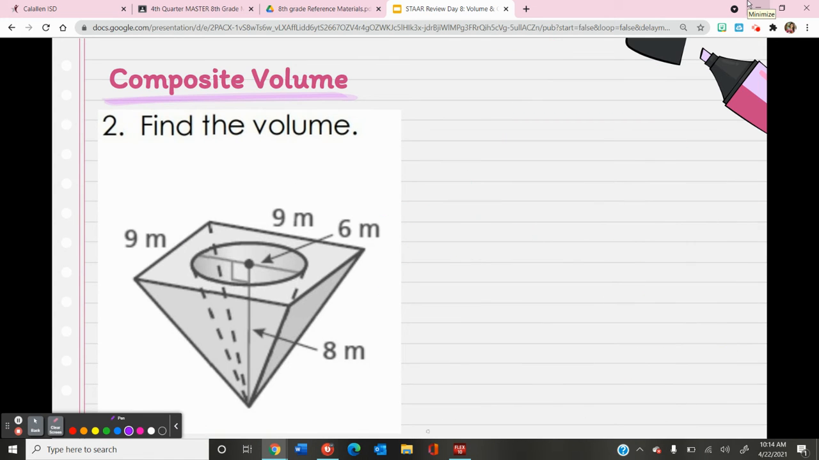And the two types of shapes we have here are a pyramid and a cone. So I'm going to write pyramid, and we have a cone. And this time, since we do have a hole, we will be subtracting. So first, let's go ahead and find the volume of my pyramid.